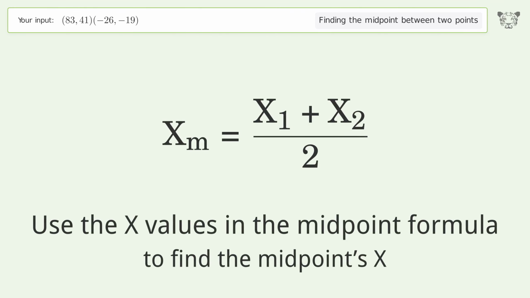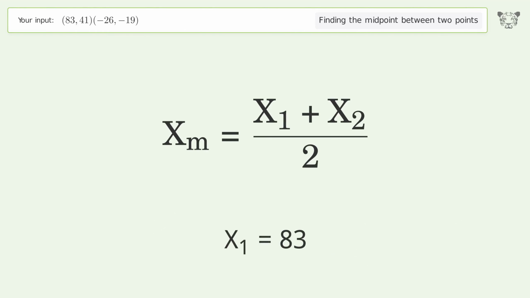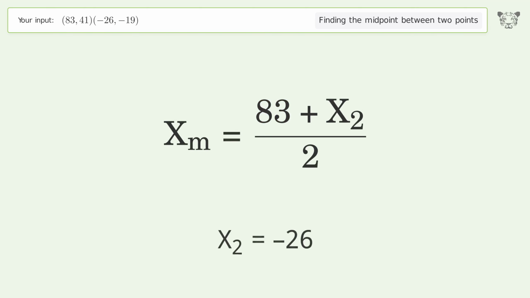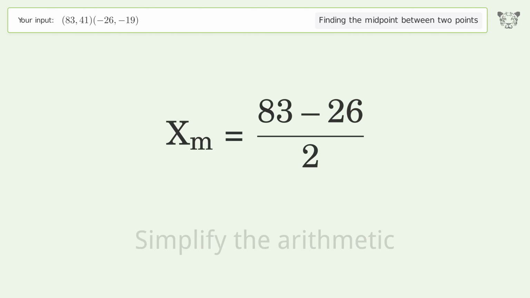Use the x values in the midpoint formula to find the midpoint's x. x1 equals 83. x2 equals negative 26. Simplify the arithmetic.